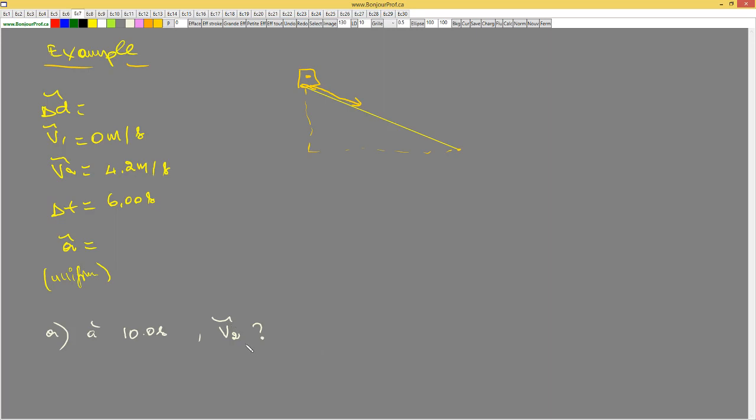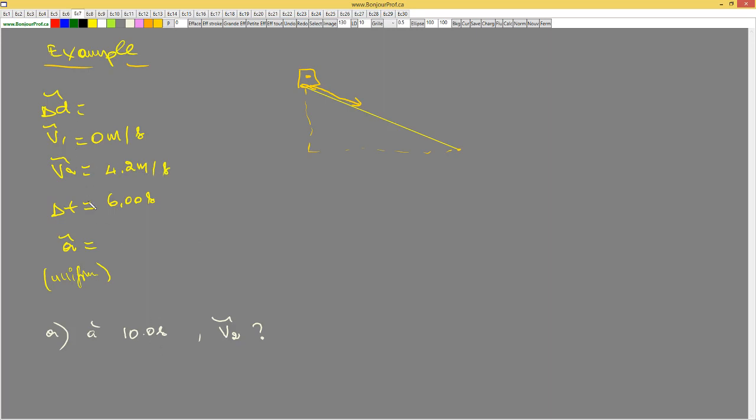So how are we going to find it? What is the difference between this time and the time? Here they give us 2 times. Can you tell me the difference between 6 seconds here and 10 seconds? Look, at 6 seconds it is 4.2 meters per second. For this 10.0, we want to find what will be the other velocity.